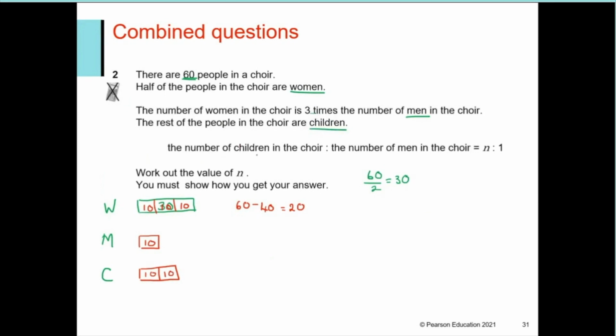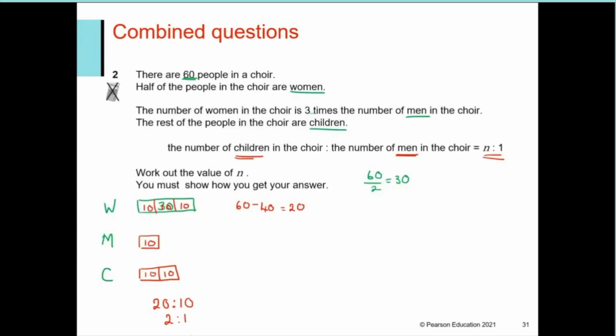And then my question is the number of children in the choir to the number of men in the choir, in the form of n to 1. So that's sort of thinking about now, okay, well, what's one of those boxes? What would one person be? So I can see that that's 2 to 1. That cancels down to 2 to 1.